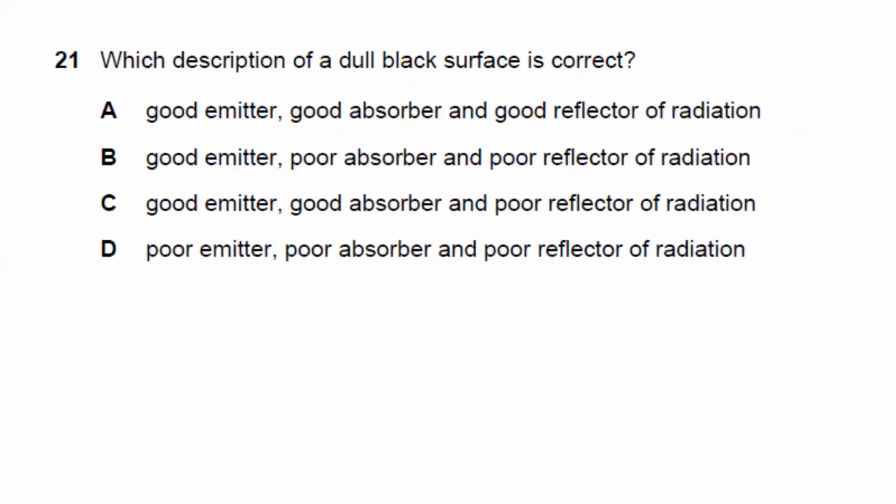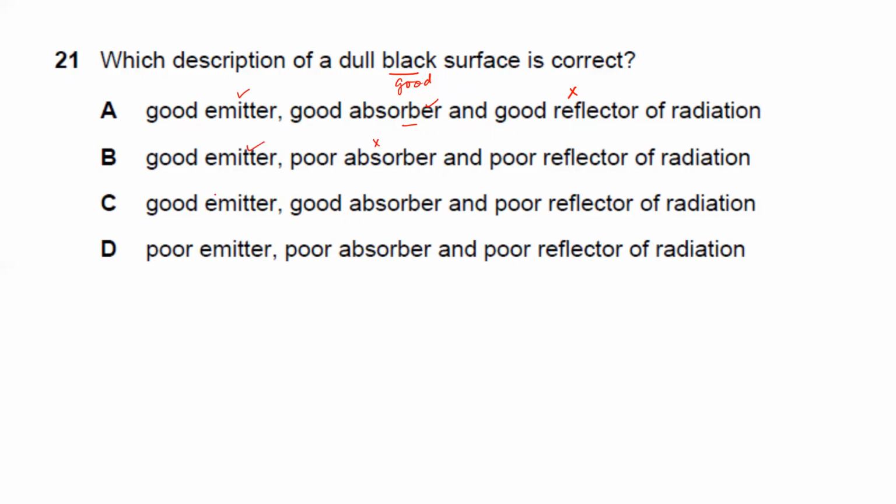Next question. Question 21, it says which description of dull black surface is correct? Good emitter, good absorber, good reflector of radiation. So remember, dull black surfaces are good absorbers, yes. Good reflectors, no. Good emitters, yes. So they are good emitter, poor absorber.